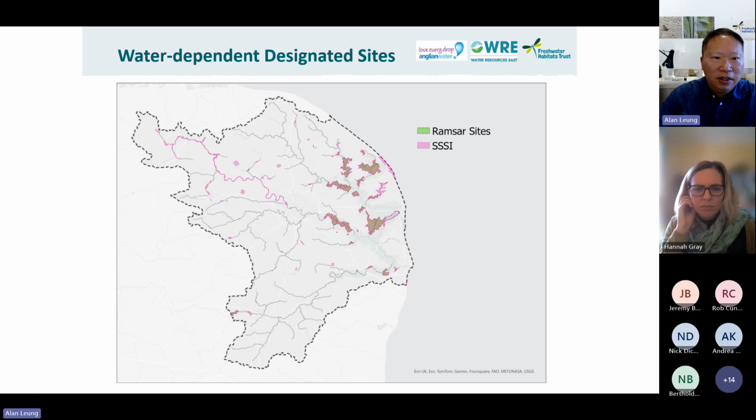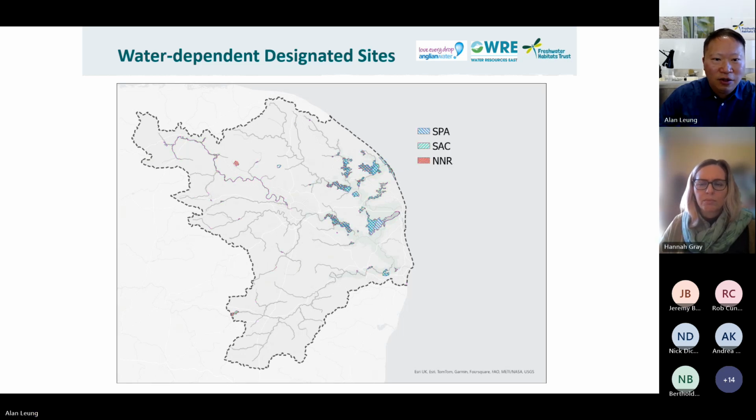When we put these designated sites on a map, we actually find that many of the sites have multiple designations. For example, many SSSIs around the Broads are also Ramsar sites, or have other designations as well. So we've got this layer showing the location of designated sites.